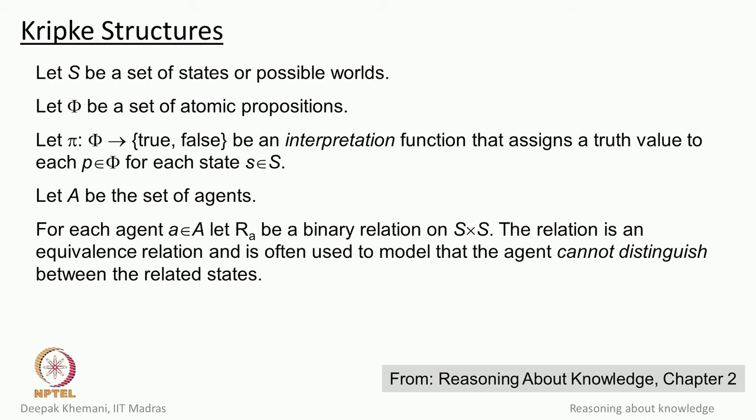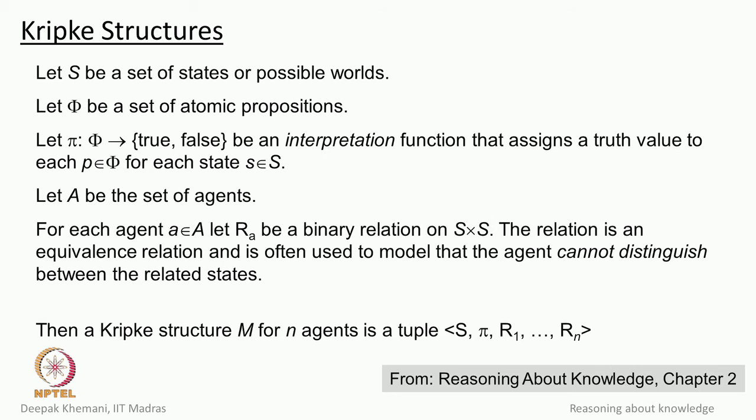So, again we will see examples and that should make it clear, but basically this relation will tell you how to model the confusion or lack of knowledge that a particular agent has essentially. So, the Kripke structure is basically a tuple where you have the set of states, you have the interpretation function, and you have this relation, and you can model it as a set of relations, one for each agent, R1 up to Rn essentially.